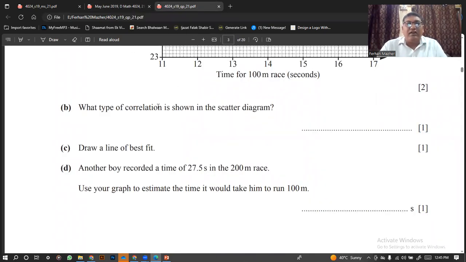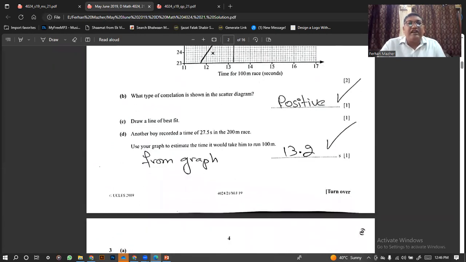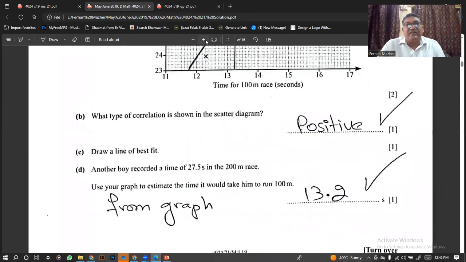Another boy recorded a time of 27.5 seconds in a 200-meter race. He is giving you the value on the y-axis. Use your graph to estimate the time it would take him to run 100 meters. So on the y-axis, I will check 27.5. From there, I will come to the graph, and then I will check what is the value on the x-axis. It is 13.2 something. Okay, so it's 13.2. 13.2 is the answer, sir.